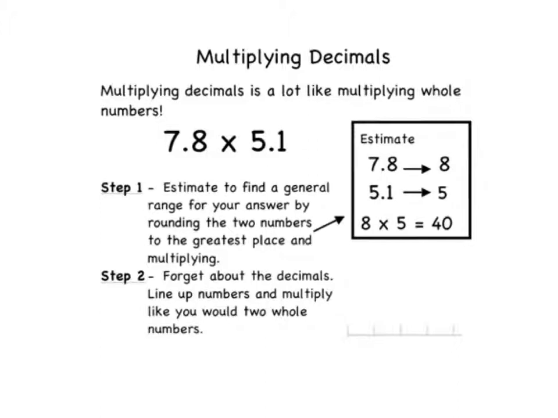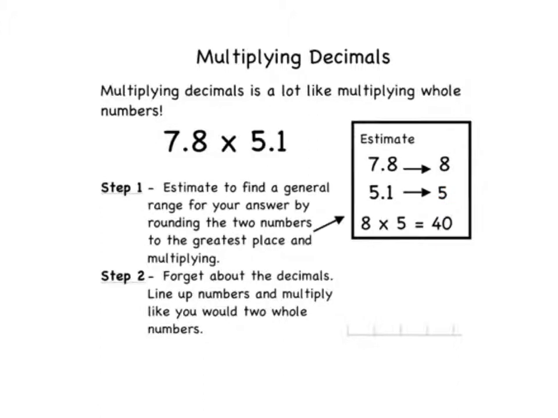So for step 1, we're going to follow an algorithm just like we did in multiplying whole numbers. The first thing we want to do is estimate to find a general range for our answer by rounding the two numbers to the greatest place and multiplying. For example, here we have 7 and 8/10. We are going to round that to the greatest place, and that's going to take us to the number 8. Then we're multiplying it by 5 and 1/10, and we want to round 5 and 1/10 to the greatest place, and that's going to give us an answer of 5.